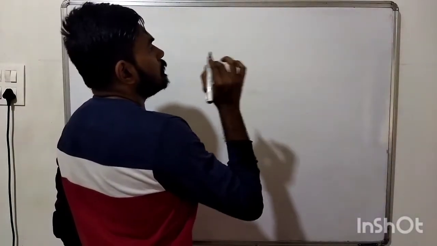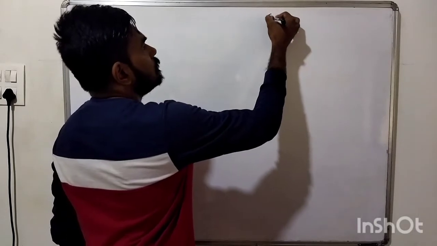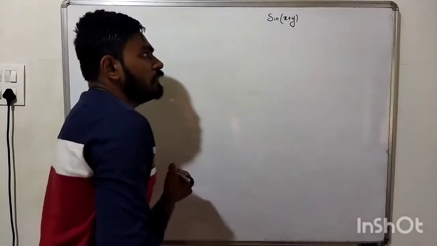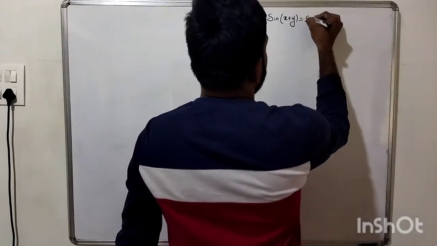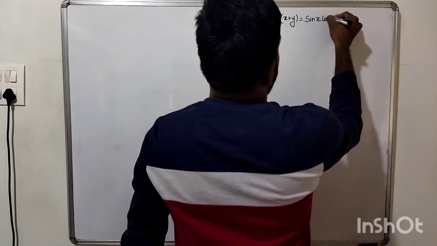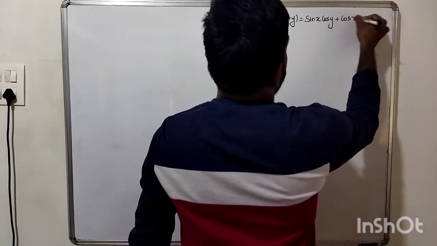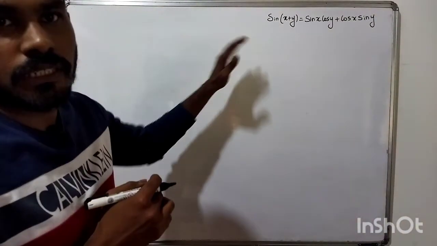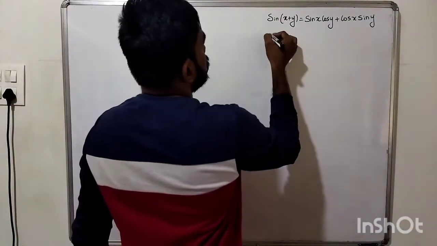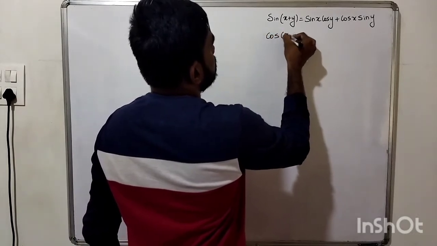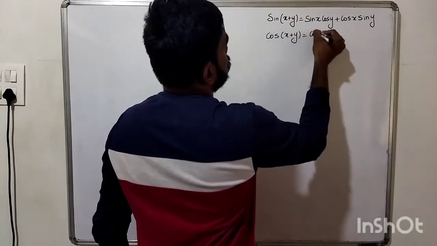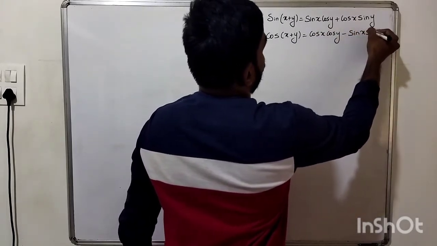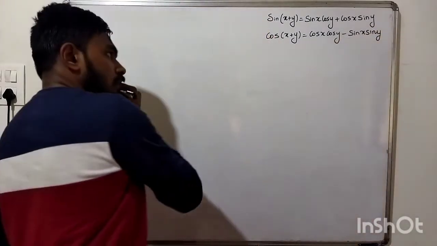To remember factorization formulae, first you have to remember these two formulas, the sum of angles for sine and cos. Sine of x plus y is equal to sin x cos y plus cos x sin y. If you can remember these two, you can easily remember the remaining factorization formulae. And cos of x plus y is equal to cos x cos y minus sin x sin y. That is the sum of angle formulae.